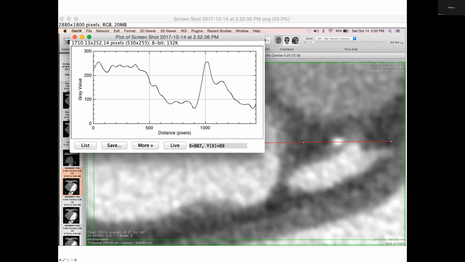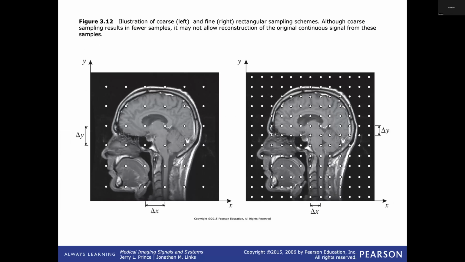When we do it with a higher number of pixels or smooth it, this is the function, and it's probably a more accurate representation. Okay. Any questions about that? Yeah.